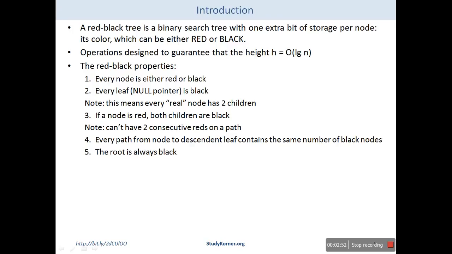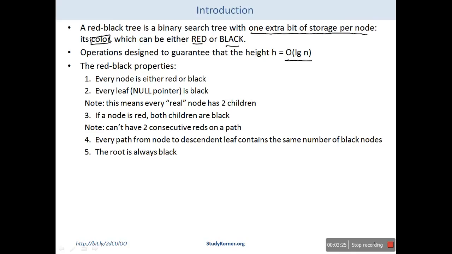So a red black tree is a binary search tree with one extra bit of storage. Because it introduces the concept of coloring, for that it adds one extra bit of storage per node, and that is known as the color of a node. The color of a node can be either red or black. Okay, so the operations designed on the red black tree guarantee that the height of the tree will be in order of log n. Only then can it be an efficient balanced tree.